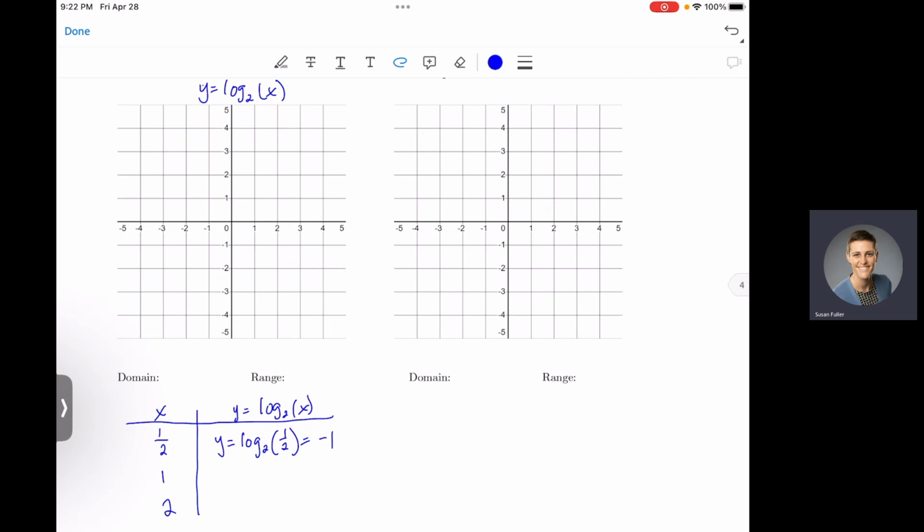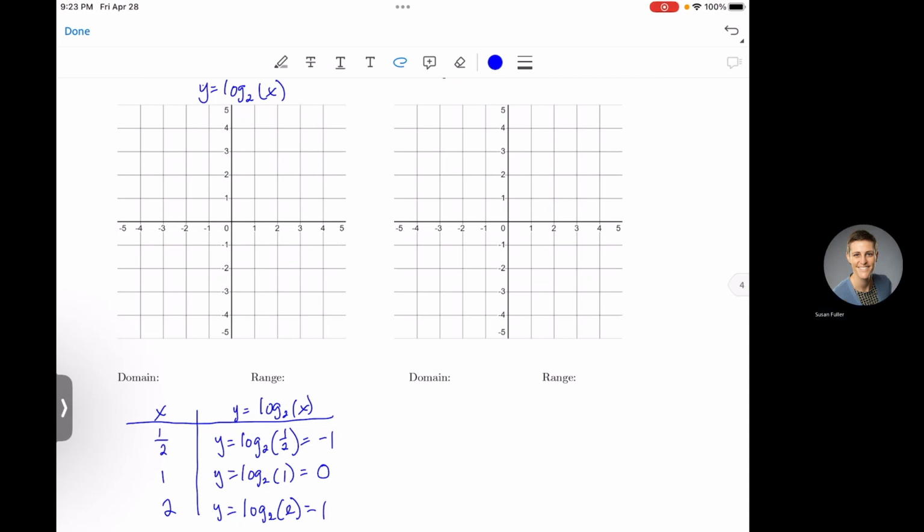All right, how about if x is 1? Then y would be log base 2 of 1. This says 2 to what power gives us 1? The answer is 0, because anything to the 0 power is 1. And then last but not least, if x equals 2, then y is going to be log base 2 of 2. That means 2 to what power is 2, and the answer is 1.